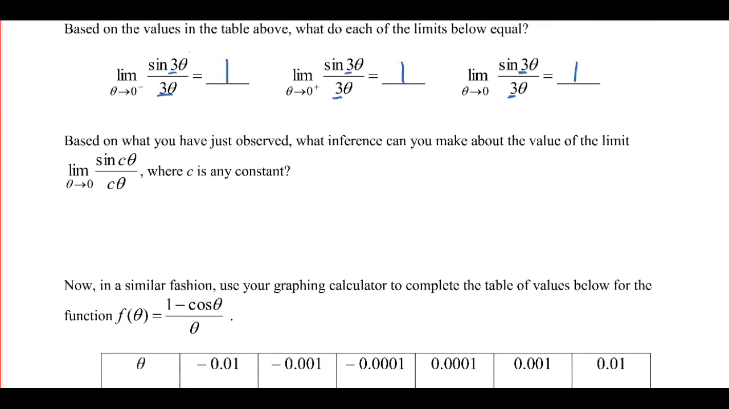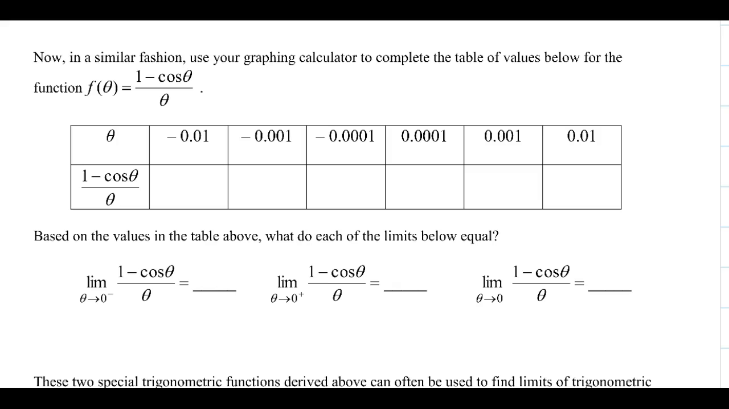Based on what we've observed, then, what inference can we make about the value of the limit of sine c theta over c theta, where c is any constant? That could be 3, 2, -1, anything. We find that the limit as theta approaches 0 of sine c theta over c theta equals 1. It always equals 1.